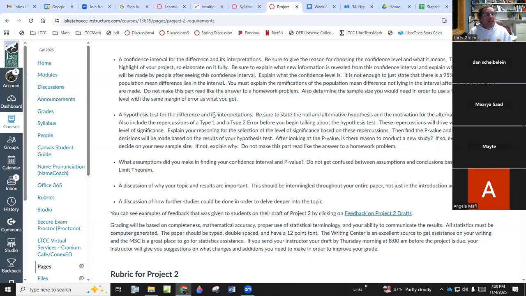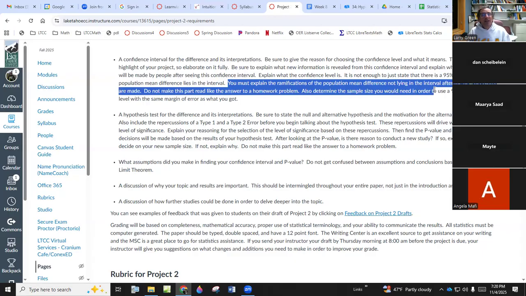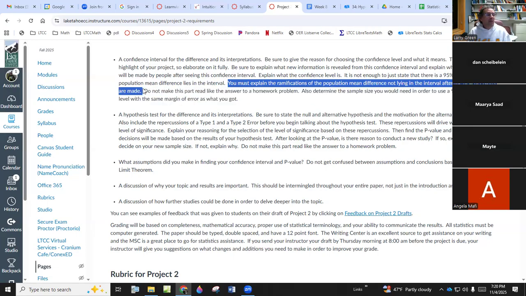You should explain what the confidence level is. You must explain the ramifications of the population mean difference not lying in the interval after the new decisions are made. And by the way, ramifications means ramifications to your client. This entire paper should be to your client and your client's needs. Does that make sense?